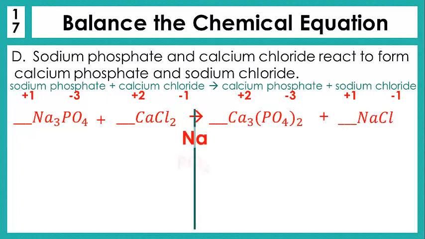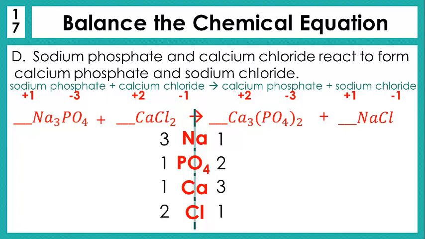So I've got sodium. PO4 phosphate appears on both sides, so I'm just going to keep that together to make things simpler. Then I've got calcium and chlorine. So 3 sodiums, 1 phosphate, 1 calcium, 2 chlorines, 1 sodium, 2 phosphate, 3 calcium, and 1 chloride.